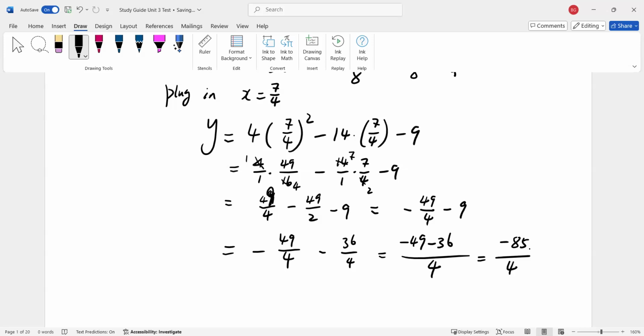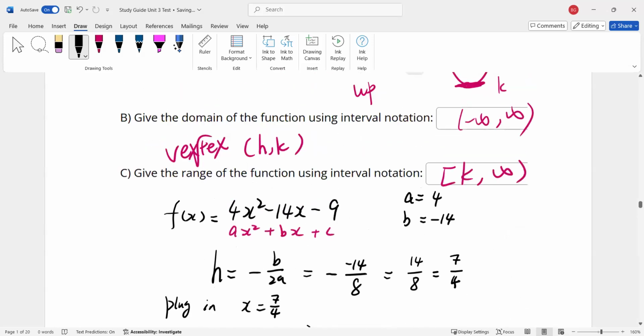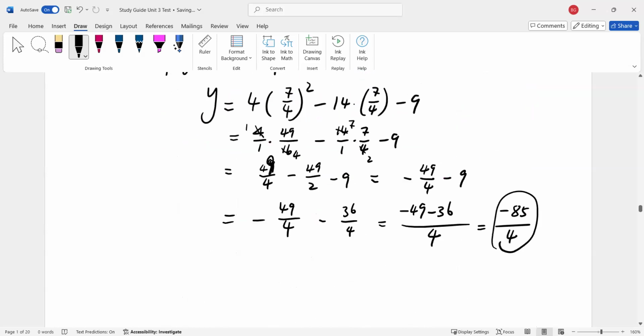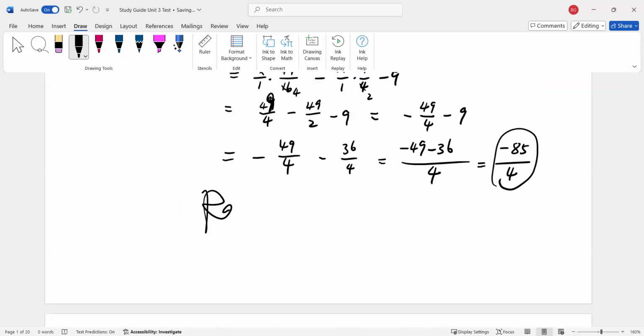It's not a very convenient number. Negative 85 over 4. So that is k. So the range is negative 85 over 4 to positive infinity.